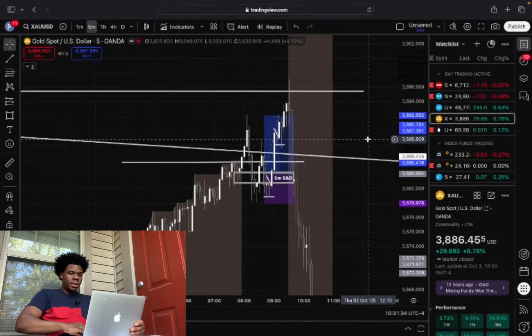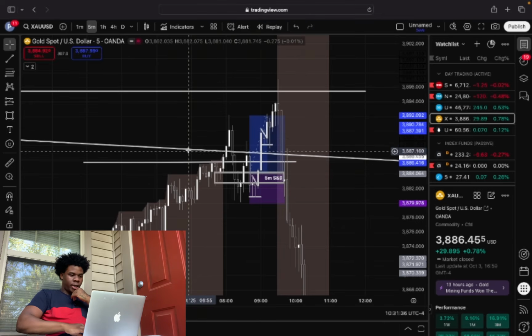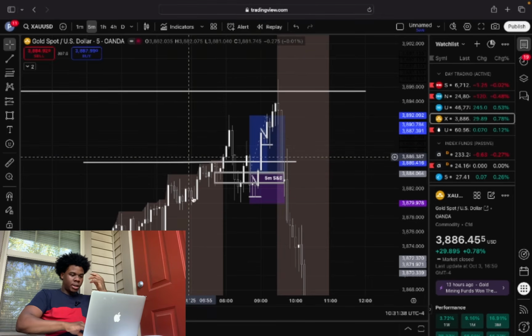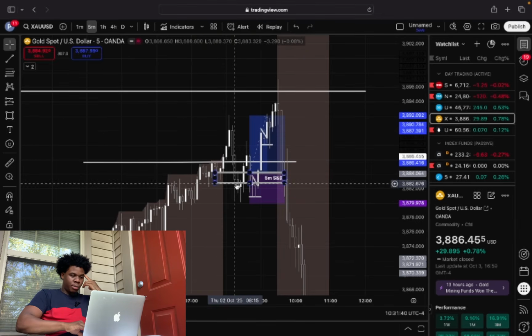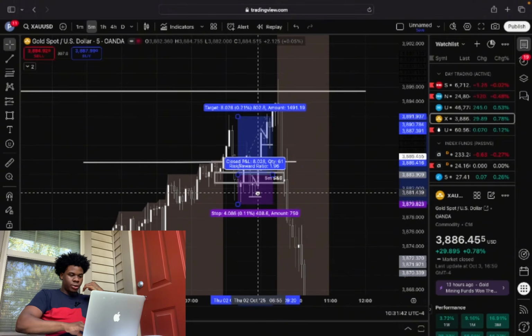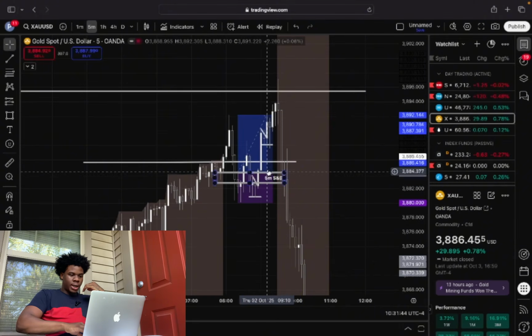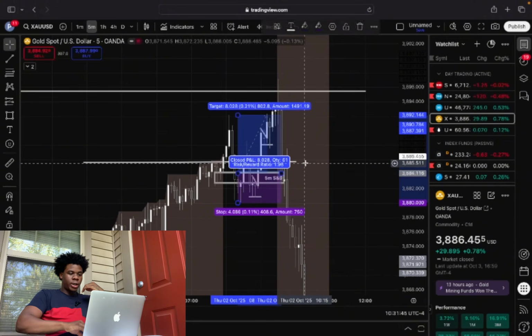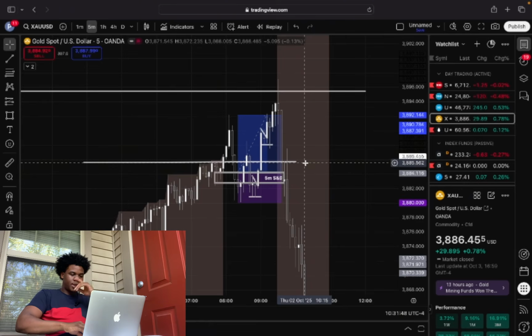So what you guys can see is the same thing. We got this break and retest. Ignore this. We have this break and retest. Price goes up, pulls back. What do we do? We take the entry. I want to show you guys that even though we got a winner on this trade, this is Thursday, so this is the day right after Wednesday.